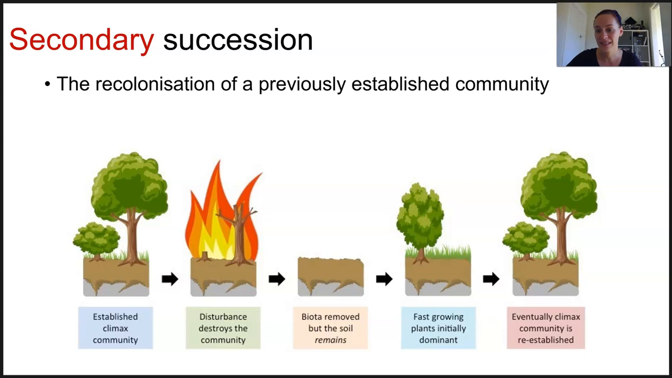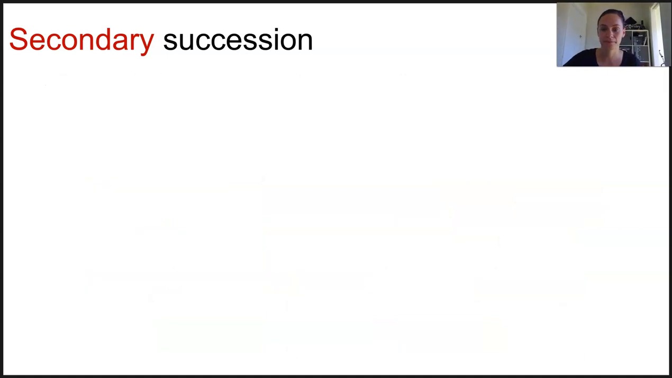Now, secondary succession is all about rebuilding a community where there was one previously. That doesn't necessarily mean that the same type of ecosystem is going to appear. It may be a completely new type which replaces the old one.